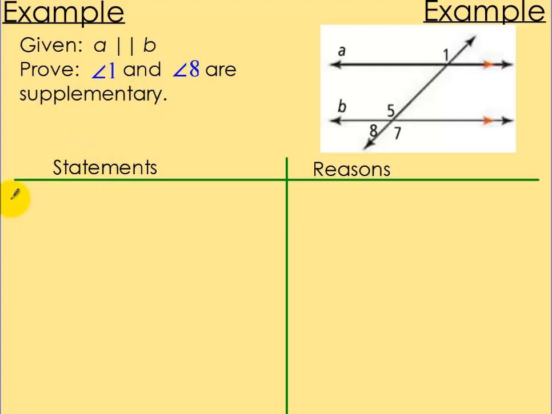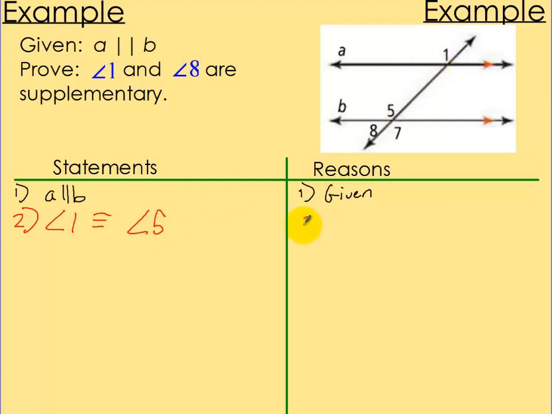So the first thing I want to do every time I do a proof is start with the given. A is parallel to B. The reason for that is it's given. Now, if A is parallel to B, what can I tell about this? I've got the transversal right there. Well, step 2, I can tell that angle 1 is congruent with angle 5.